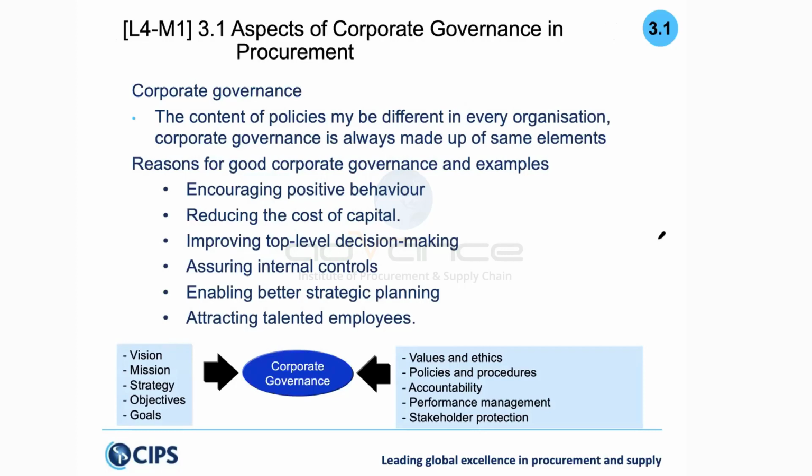So corporate governance, like I said, it's about the content. Remember, generally the policies and the procedures in an organization will be different from one organization to another organization. But corporate governance always has similar elements. We talk about vision, mission, roles, responsibilities, accountabilities, and about measuring whether people are doing what they're supposed to do through certain internal audits, through some performance management systems, and so on and so forth. So that is common in all organizations. Otherwise, you cannot run an organization.